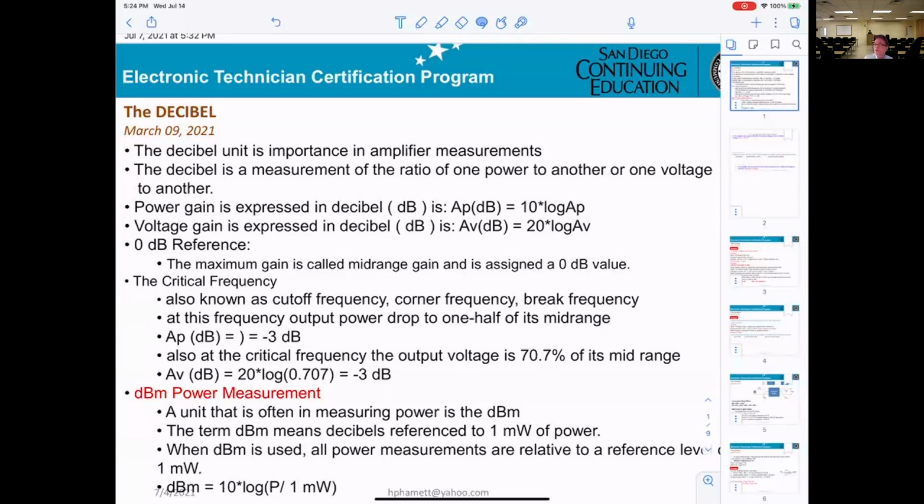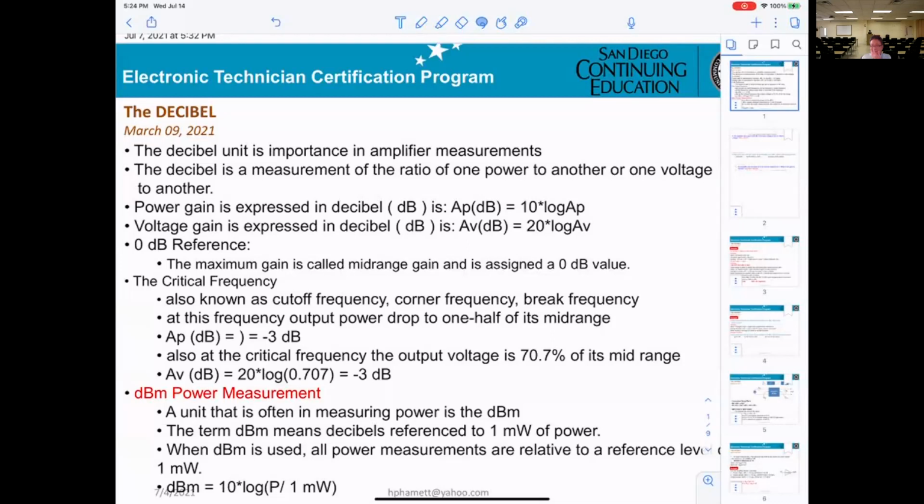And it will also help you if you want to keep moving up, to become an engineer, in college or university. That will be very basic. Last time we talked about the decibel, and you understand the decibel unit. That will be an important thing in amplifier measurement.